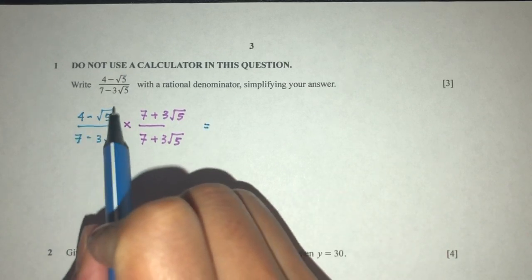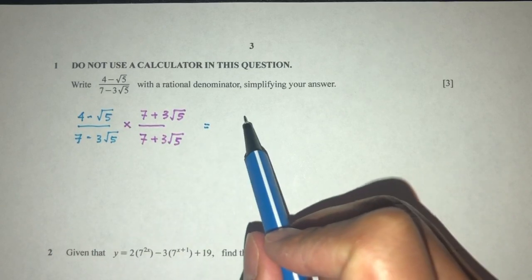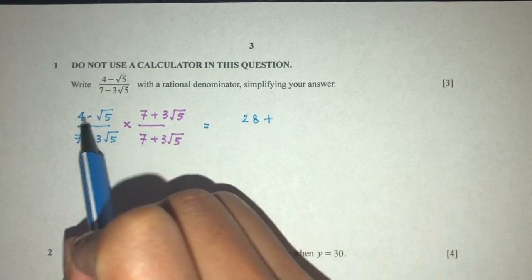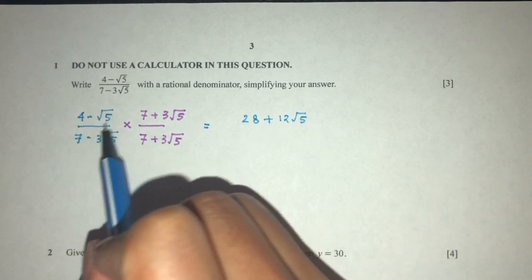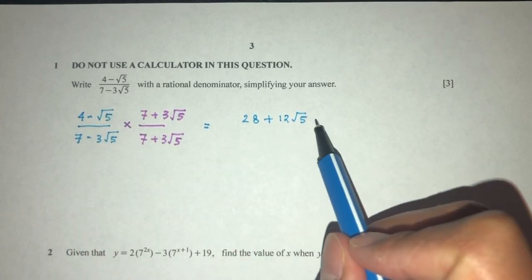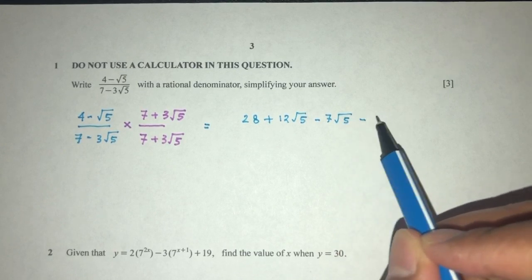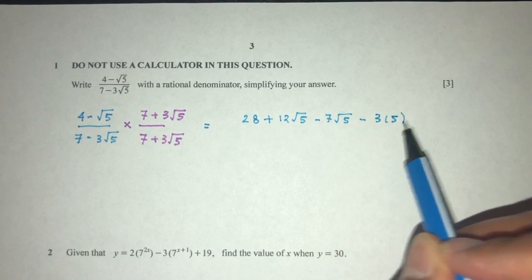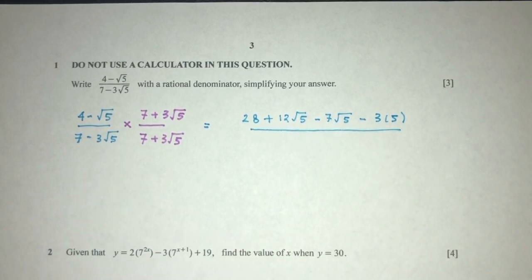Now simplify. This time this will be what? First things first, 4 times 7 will be 28, plus 4 times 3 will be 12 root 5. And then minus root 5 times 7 will become minus 7 root 5. And then we have minus 3 times 5. Okay, and this is divided by this. Now we have to observe, what is this exactly? How can we simplify this exactly?